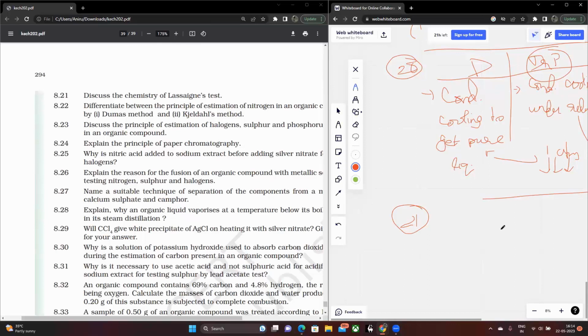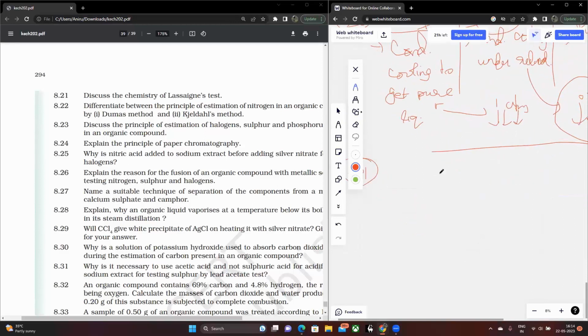Right? Discuss the chemistry of Lassen's test. I ate my words. There is much to go through. Right? First one, Lassen's test deals with the sodium fusion extract.